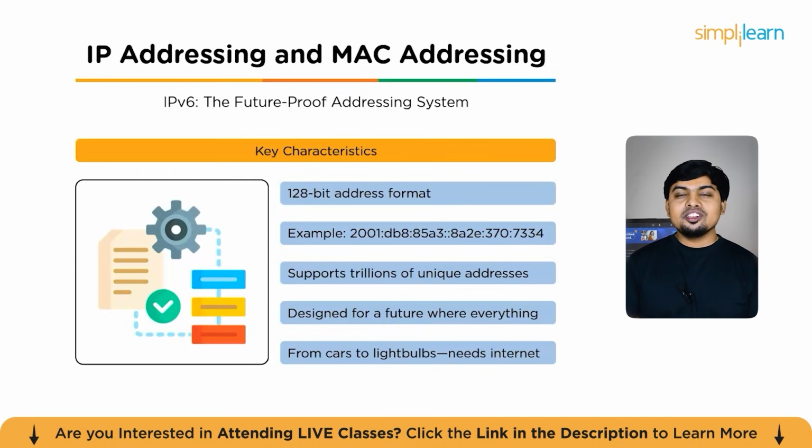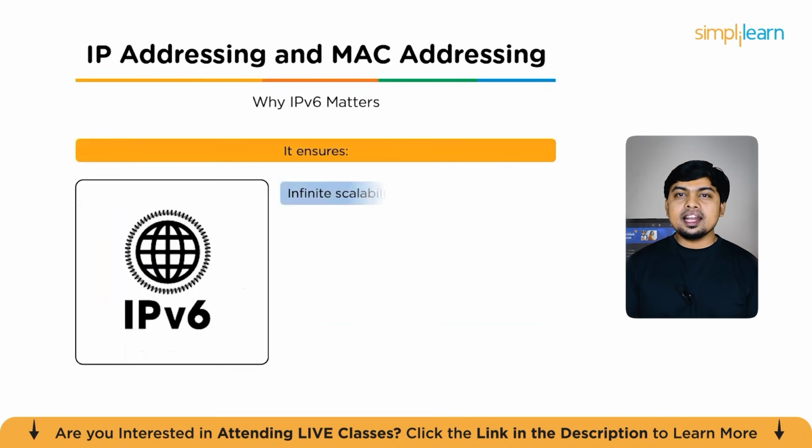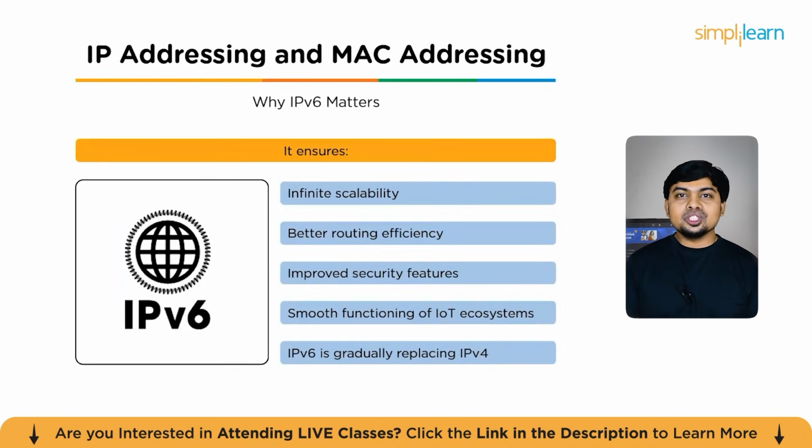This supports up to trillions of unique addresses. It is designed for a future where everything from cars to light bulbs needs internet connectivity. So why does IPv6 matter? It ensures infinite scalability, better routing efficiency, improved security features, smooth functioning of IoT ecosystems, and a lot more.